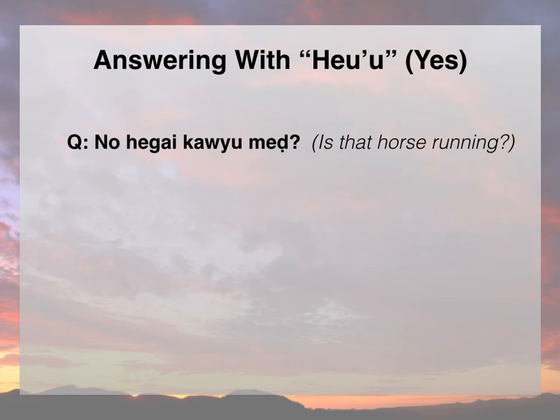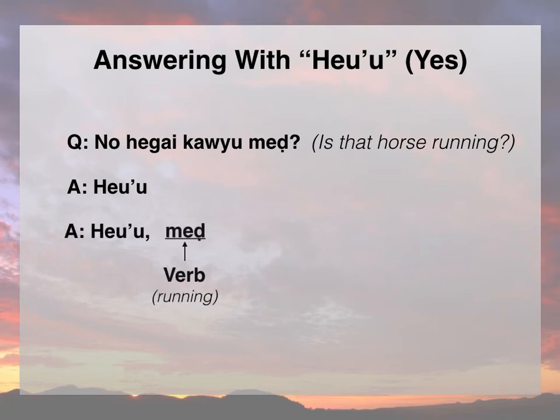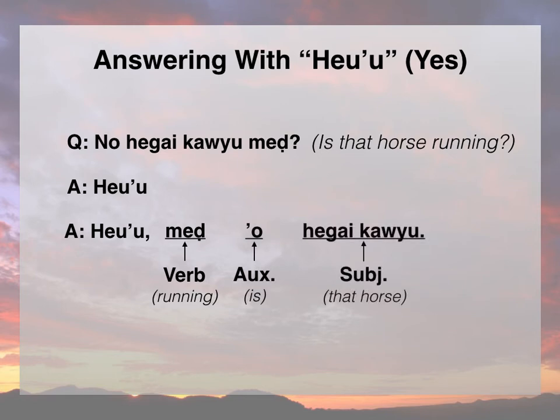We have our question, no hugakauyo mut. Is that horse running? And now we want to answer it with yes. The horse is running. No hugakauyo mut. Again, we could simply just say ho'o. Or we can incorporate the sentence from the question into the answer by saying ho'o mut o hugakauyo. Again, ho'o is separate from the answer.